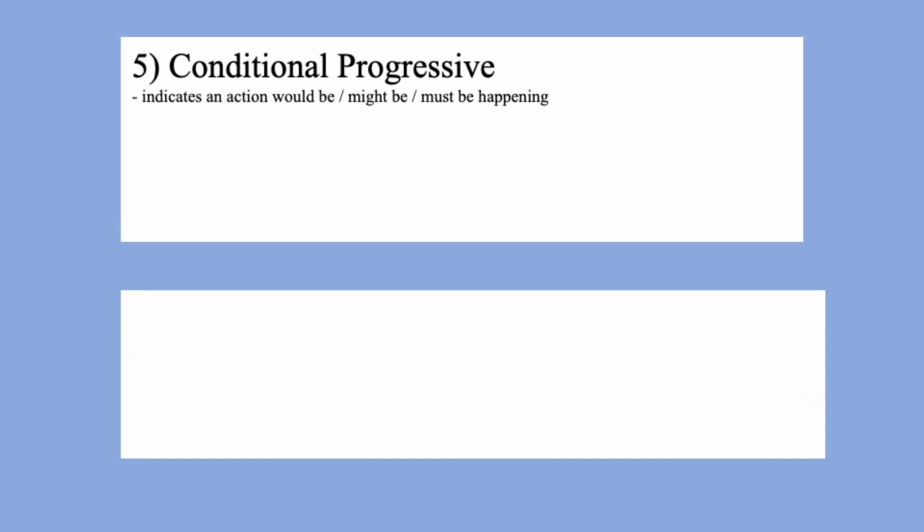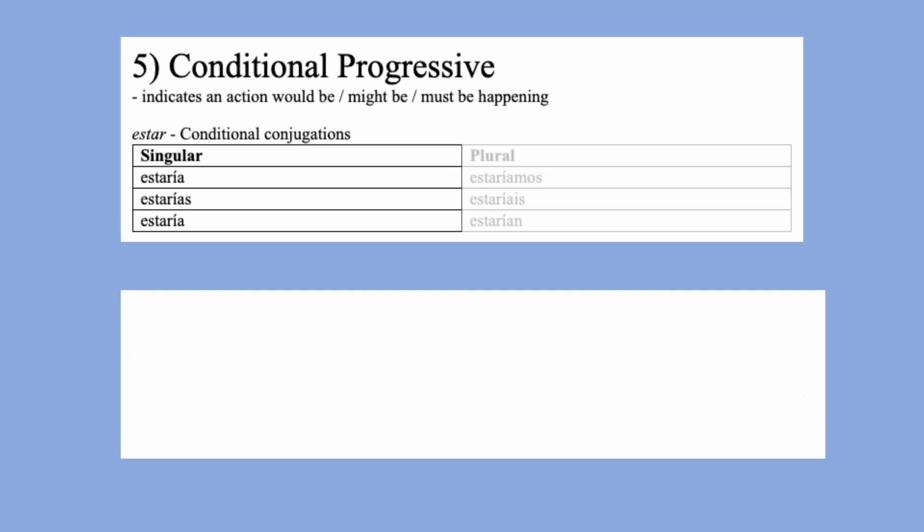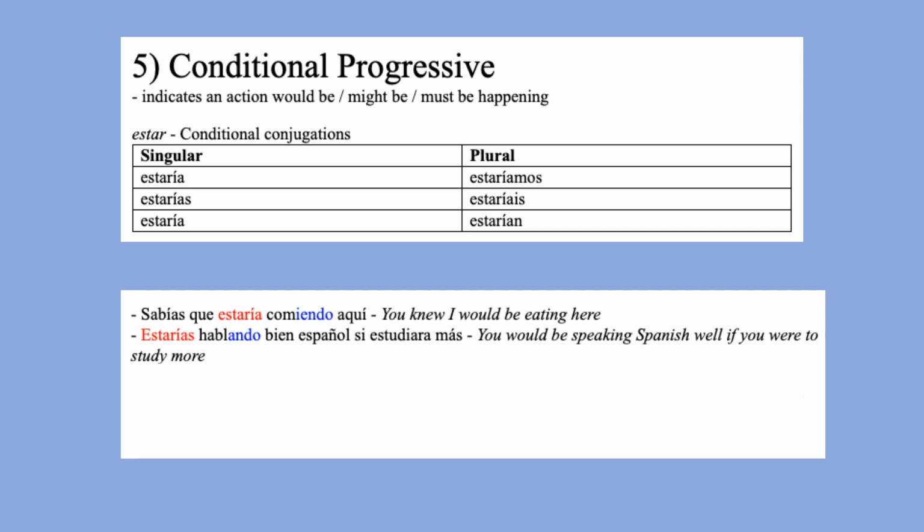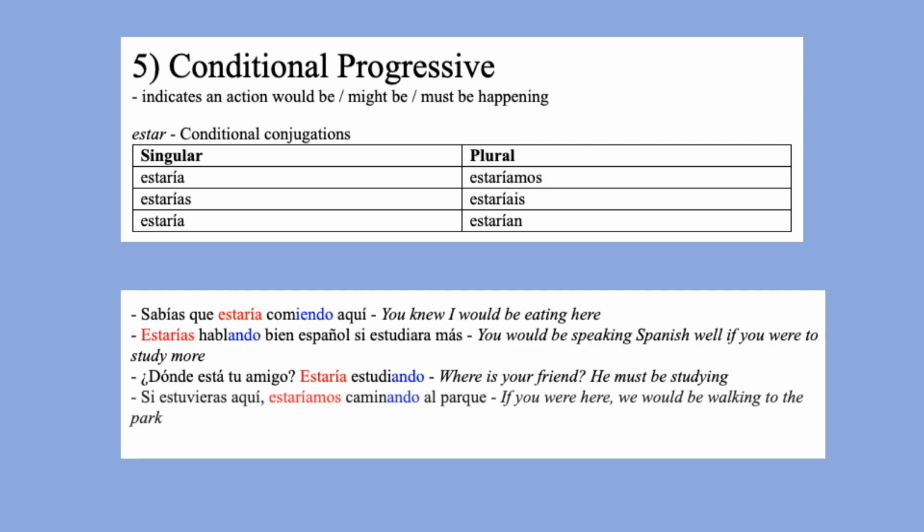The conditional progressive indicates an action would be, might be, or must be happening. Sabías que estaría comiendo aquí. Estarías hablando bien español si estudiara más. ¿Dónde está tu amigo? Estaría estudiando. Si estuvieras aquí, estaríamos caminando al parque. Los estudiantes estarían escribiendo al mediodía.